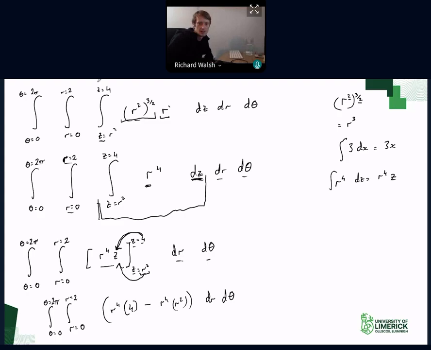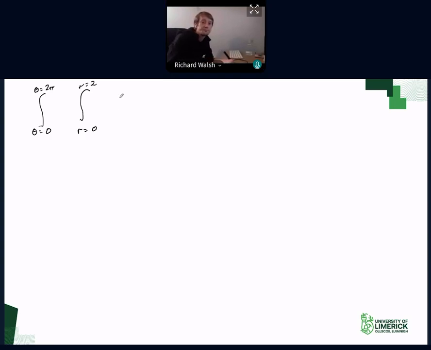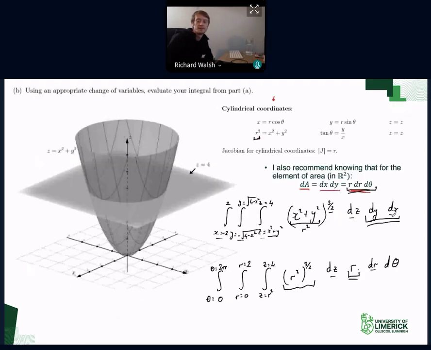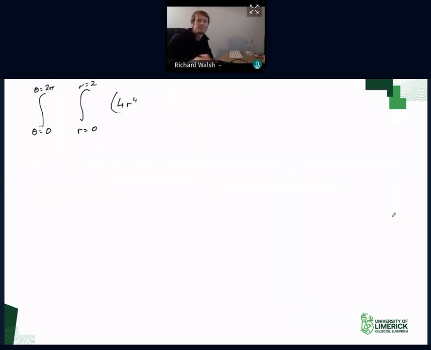r to the 4 times 4 is 4r to the 4. And r to the 4 times r squared, with 2 of the same base, you keep the base and you add the powers. So r to the 6, minus r to the 6. And I still have dr and d theta left at the end.